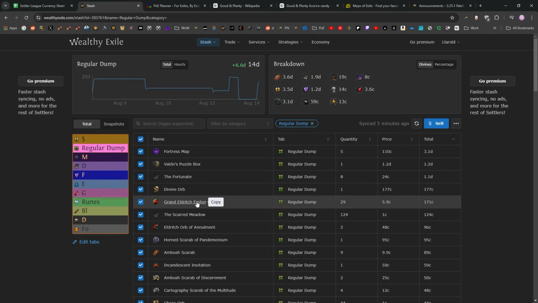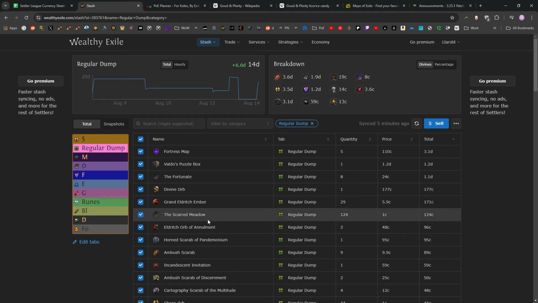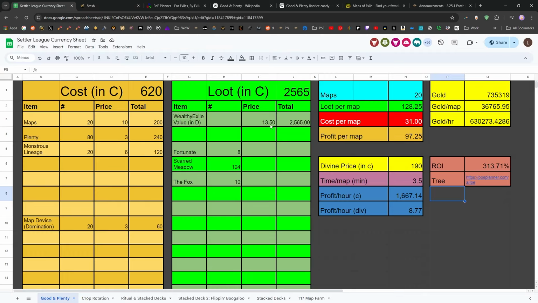It's fine. You'll see that this says 14. It's actually rounding down a bit because of the scarred meadow, which again I'll get to in a second when I talk about maps of exile here. This is a worthless card. It's valued at 1 chaos each. It's not. It's 0 chaos. It's worthless. So I've actually put this in at about 13.5 divines.